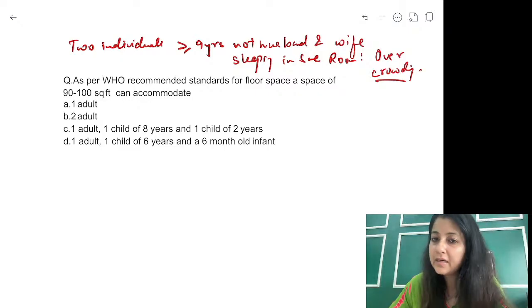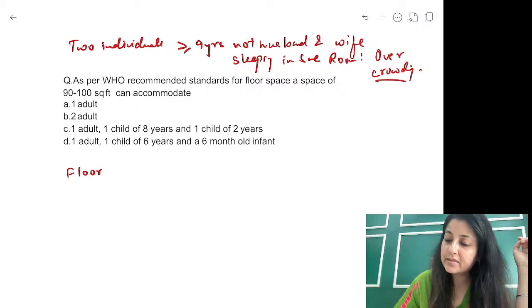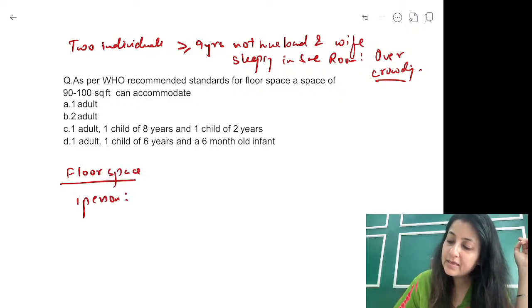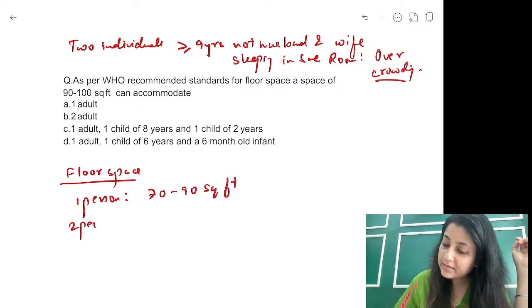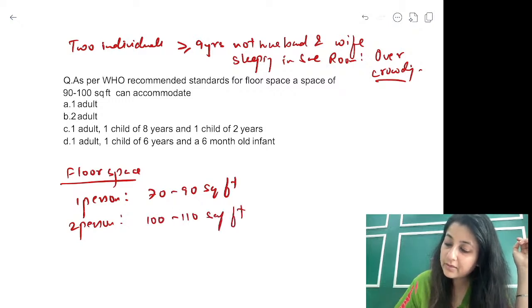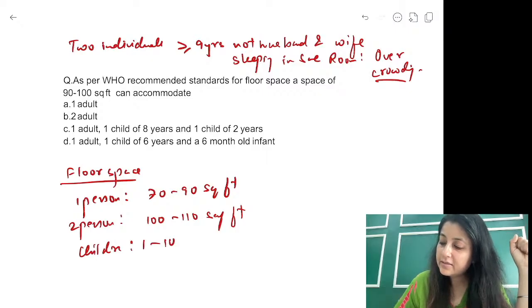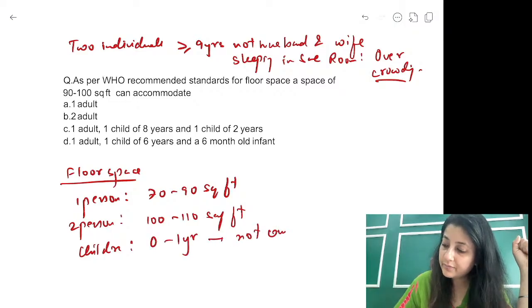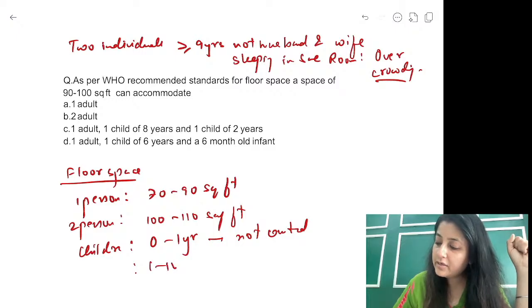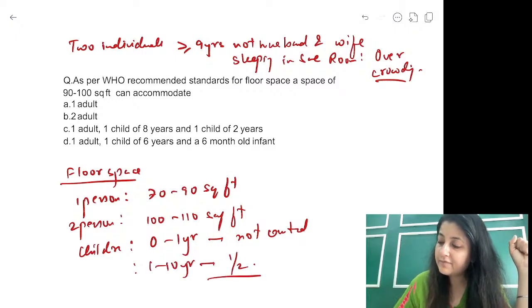Now person per room we have done. Floor space per person. So floor space, remember, to prevent this, one person needs 70 to 90 square feet. Two persons need 100 to 110 square feet. Okay? Now children 1 to 10 years: children 0 to 1 year are not counted. And children 1 to 10 years are counted as half.